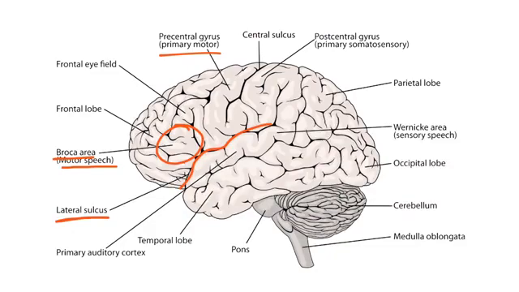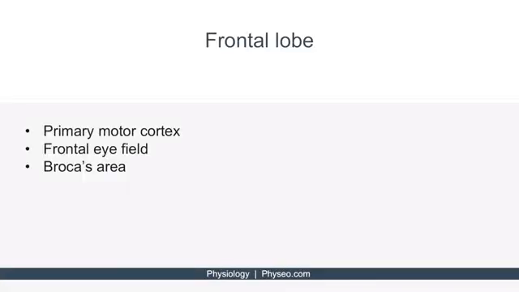Okay, let's see what your text says. So again, there are 3 major gyri in the frontal lobe that you need to be familiar with. These include the primary motor cortex, the frontal eye field region, and Broca's area. The primary motor cortex is the location of all of the upper motor neurons that are responsible for movement. The frontal eye field region is associated with eye movement, and Broca's area is responsible for motor speech.